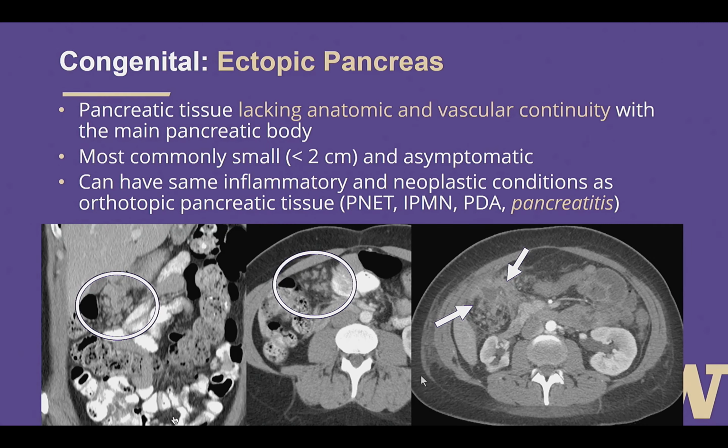The last topic here is congenital. So we have ectopic pancreas. This is any pancreatic tissue that lacks anatomic or vascular continuity with the main pancreatic body. Most of these are small and asymptomatic, and so we only see them incidentally.